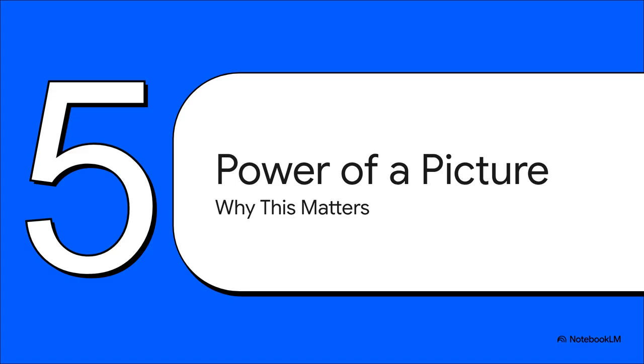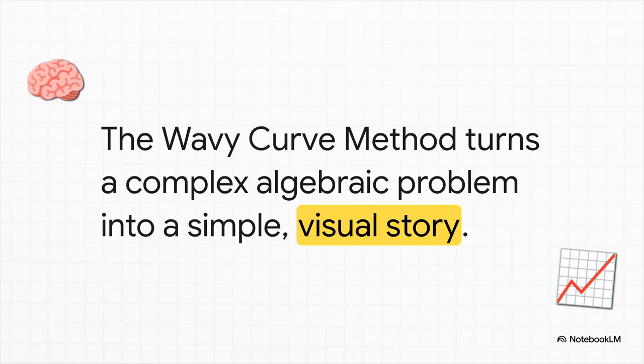So let's just zoom out for a second. Why is this method so cool? Why does it even matter? What's the real big picture takeaway here? The wavy curve method isn't just some random procedure to memorize. It's a perfect example of a deep problem-solving principle. Taking something abstract and confusing and full of symbols and turning it into a simple visual story. That sign map tells you the answer in a way that pure algebra just hides.